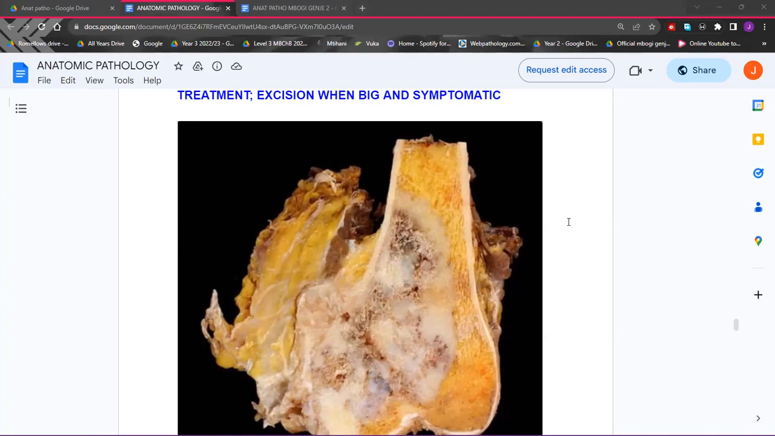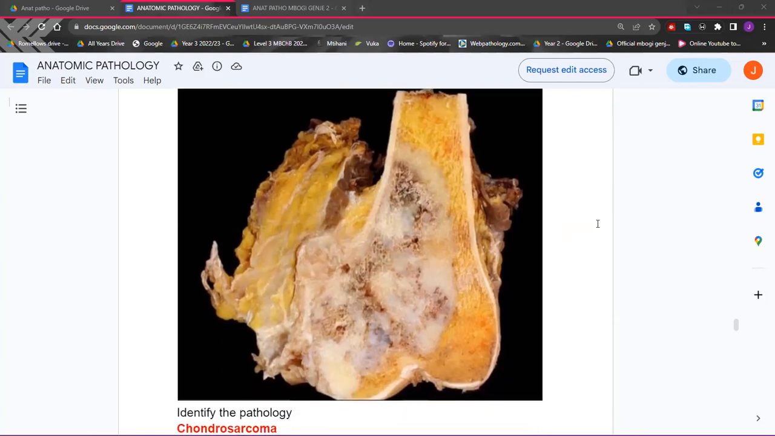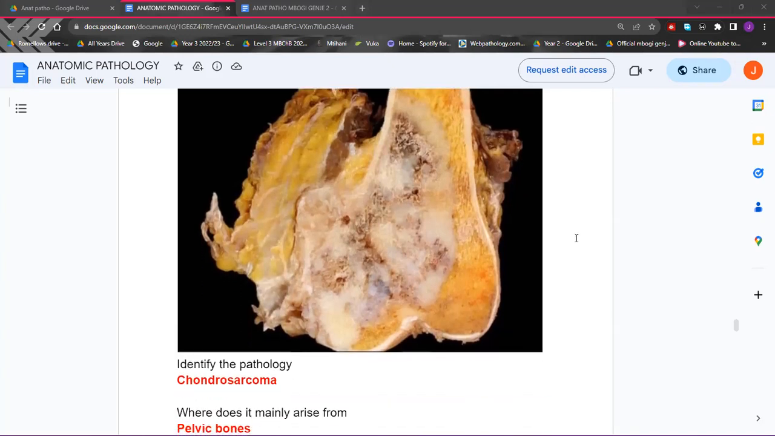Now, what is the most likely pathology on display? Osteosarcoma. Any other choice? So this is what you call a chondrosarcoma. Sorry. Yeah, so this is the chondrosarcoma. Its characteristic features are the white and yellow calcifications and the cartilaginous appearance. Now, any questions? Basically, that was the gross morphology. The other question is, where does it mainly arise, even the hip bone?